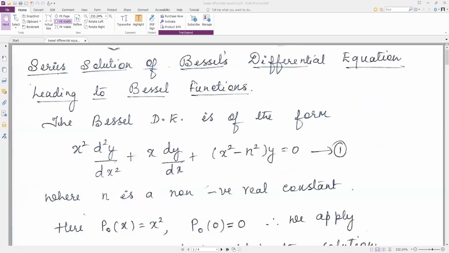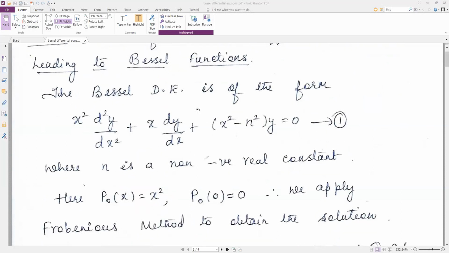Hello students, in the last recording we have seen the Legendre differential equation, and the series solution of the Legendre differential equation. Now in this recording we are going to see the series solution of the Bessel differential equation, and also how the Bessel differential equation leads to Bessel functions.